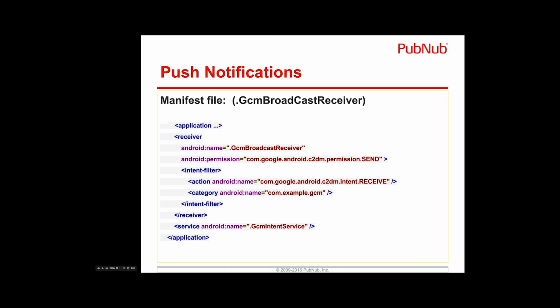So again, keep your GCM broadcast receiver configured in your manifest file. That will allow you to receive push notifications. And just prior to this webinar being put together, Google started to change the way you interact with Google Cloud Messaging.